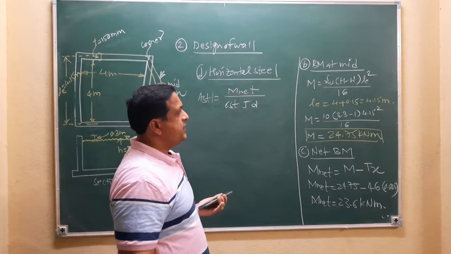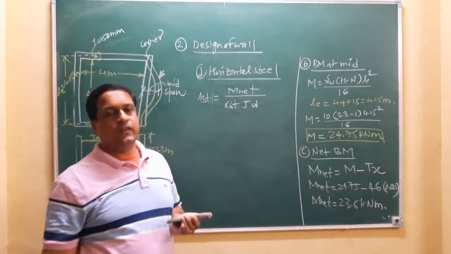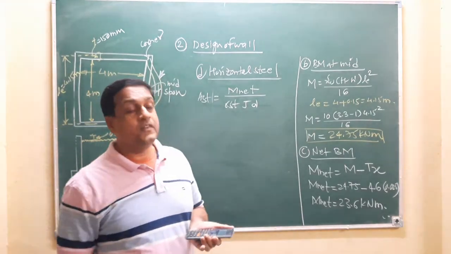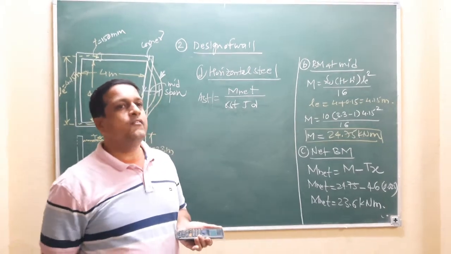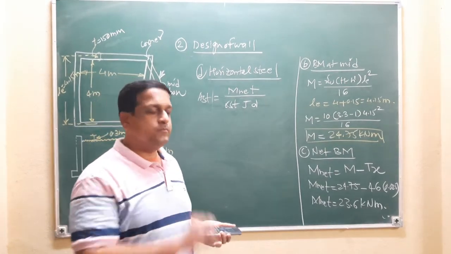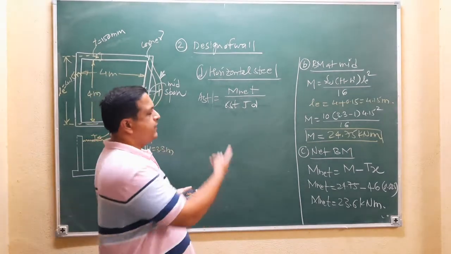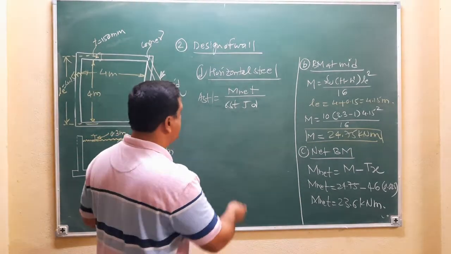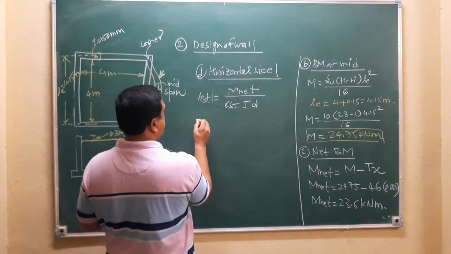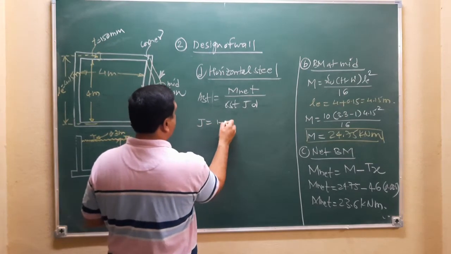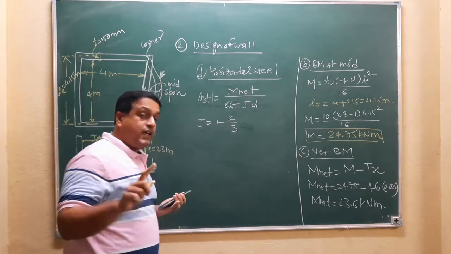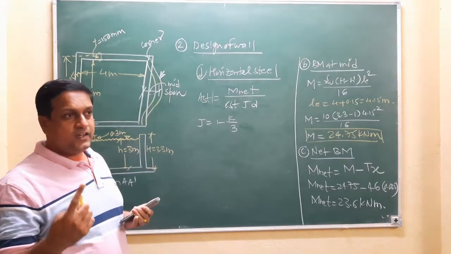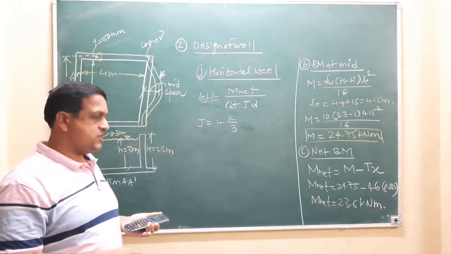Now, sigma ST for Fe415 is 150. You have to find out the J. For finding the J, first you need K. For finding the K, you need M. And effective depth we will provide. So first, what is the J? J is equal to 1 minus K by 3. What is the K? K is M sigma CBC divided by M sigma CBC plus sigma ST.